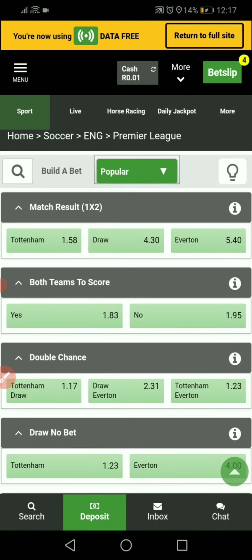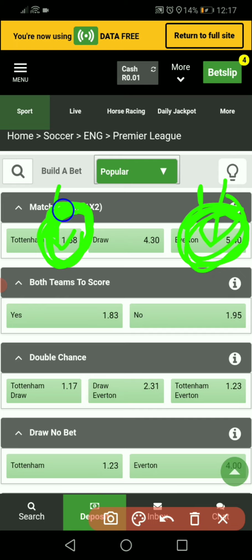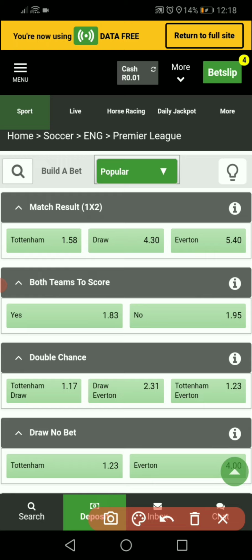Okay, let me break this step by step so that you can understand, because now I'm misleading you. This team, guys, and this one, between these two of them, this team has a power to score than this one. Why, guys? Just because this team here is a big team and this one is a small team. So if this one has more chances to score against this one, it means the chances of this one scoring against that one is low. So choosing both teams to score on this one is bad. Sometimes it's good. But on my strategy, I will go for no.